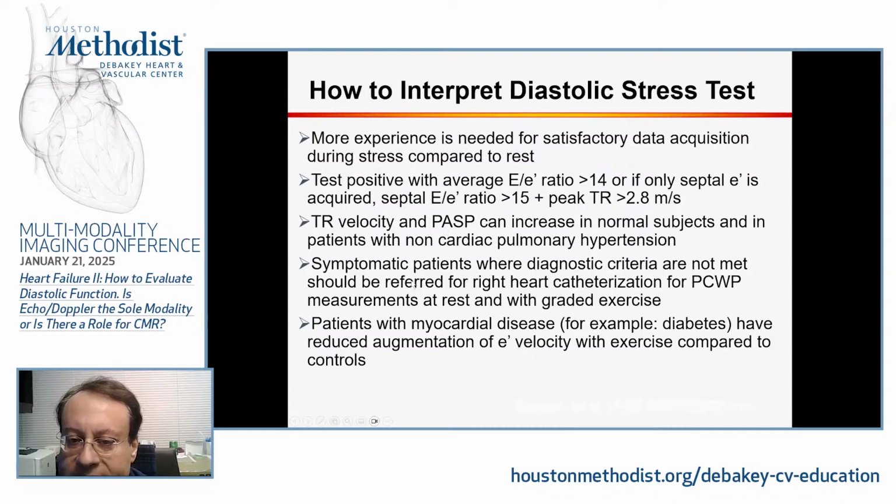If you have a patient who is symptomatic and we are still not meeting the diagnostic criteria, it's very reasonable to recommend them to go for right heart catheterization so their wedge pressure can be measured at rest and with graded exercise. It has been shown, based on non-invasive imaging relying on the E prime velocity, that if you take patients with myocardial disease like diabetes and compare their E prime velocity to a normal heart, E prime changes little and does not increase that much in the diseased heart, but will increase in the normal heart much more.